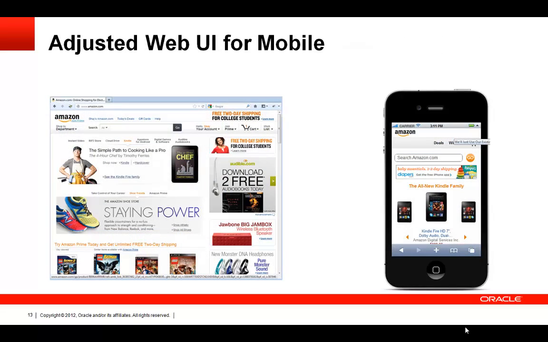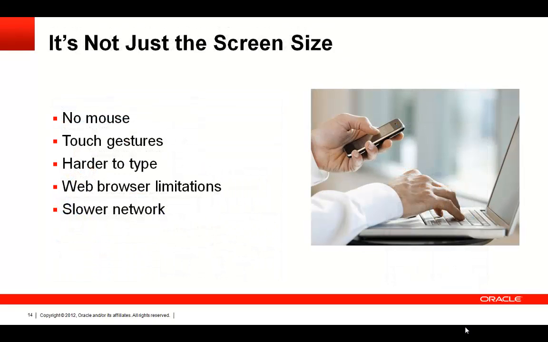This is why you'll see most websites today having a distinct separate UI available for mobile devices. This is a user interface that is much more optimized to the type of interactions and to the size of screens and the finger gestures that people are using when working on a mobile device. This is what we call the adjusted web UI for mobile.